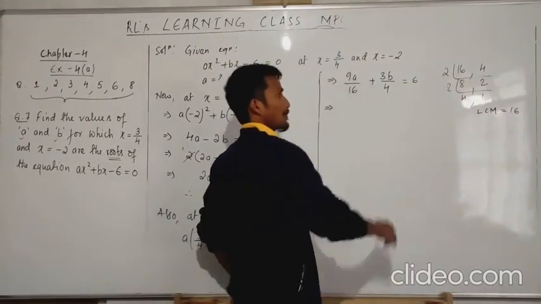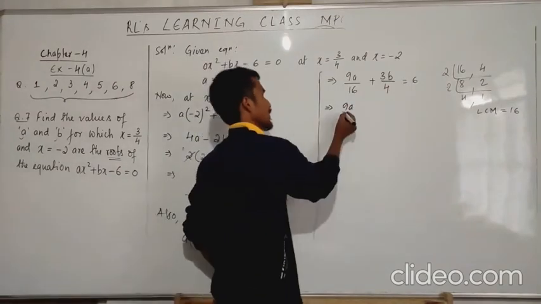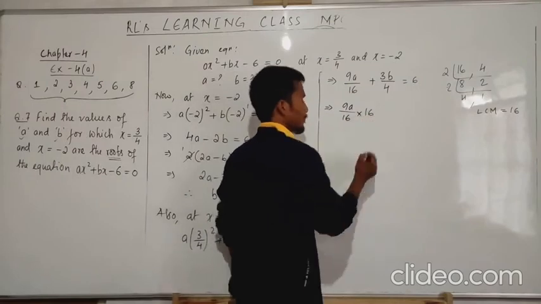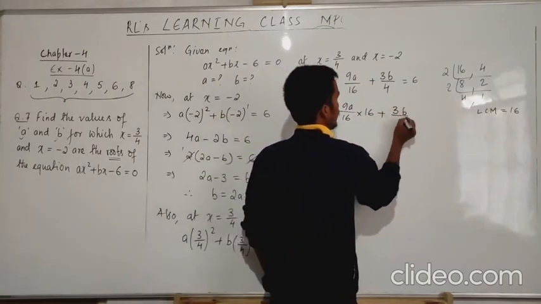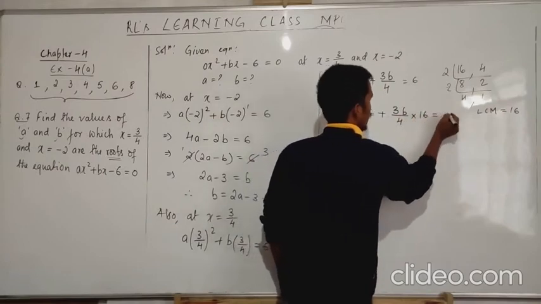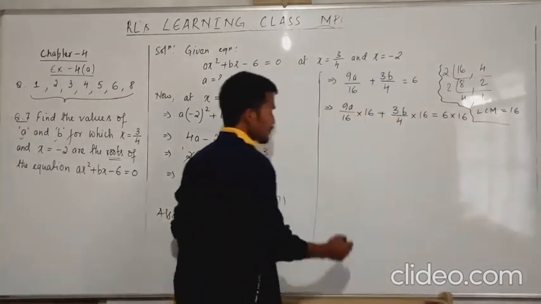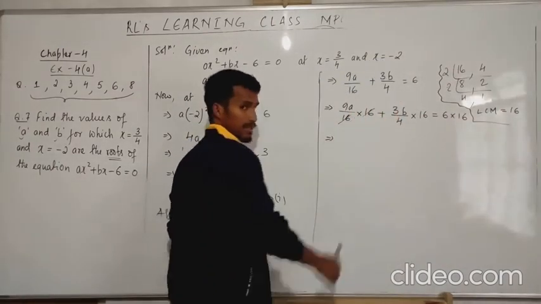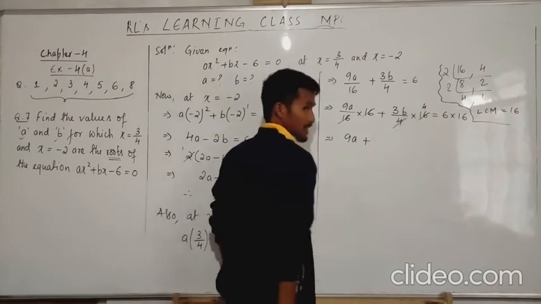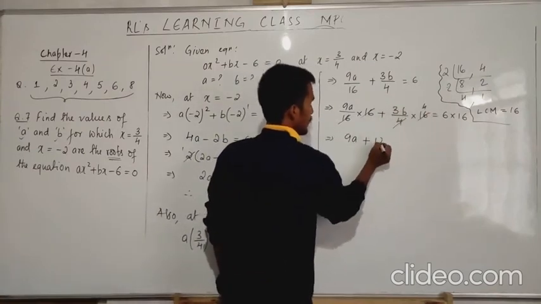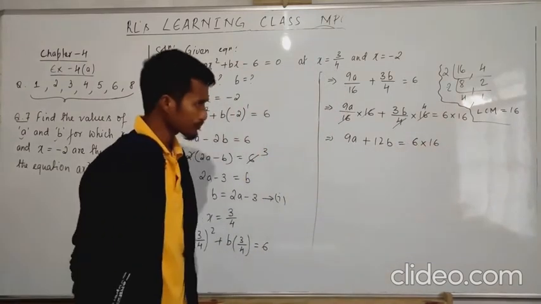Then multiply this throughout by 16. 9a, the 16 will be no more. I'll show that one. 16 into 16, because we multiply throughout by 16. Then 3b by 4, I multiply by 16, and here also multiply by 16. Then we got 16 and 16 cancel. Then we got 9a, then plus 4 into 4, 16, then 3 into 4, we got 12b. Then equal to 6 into 16.